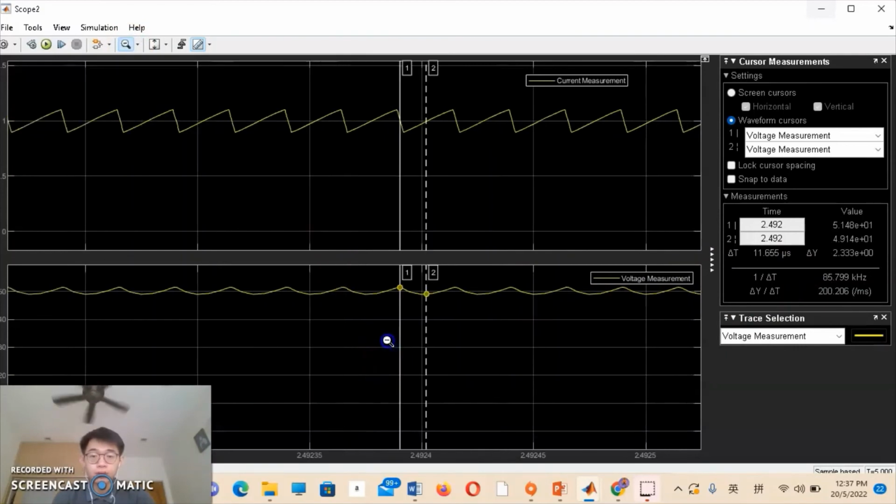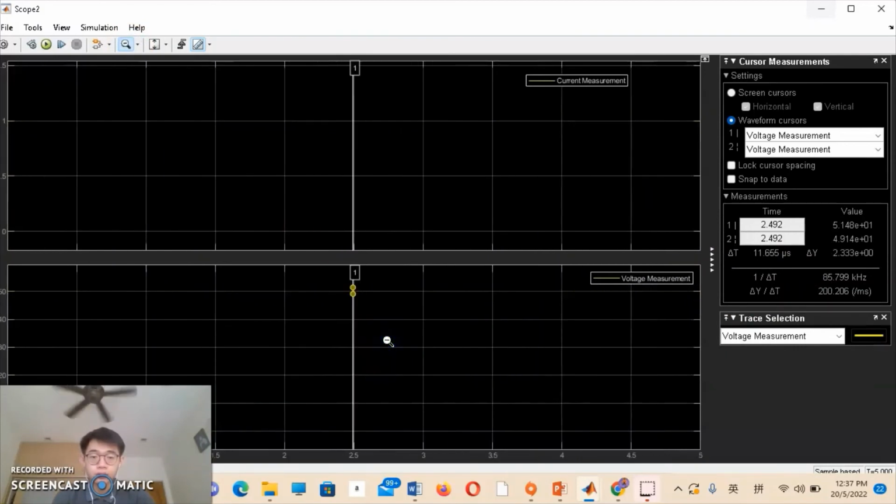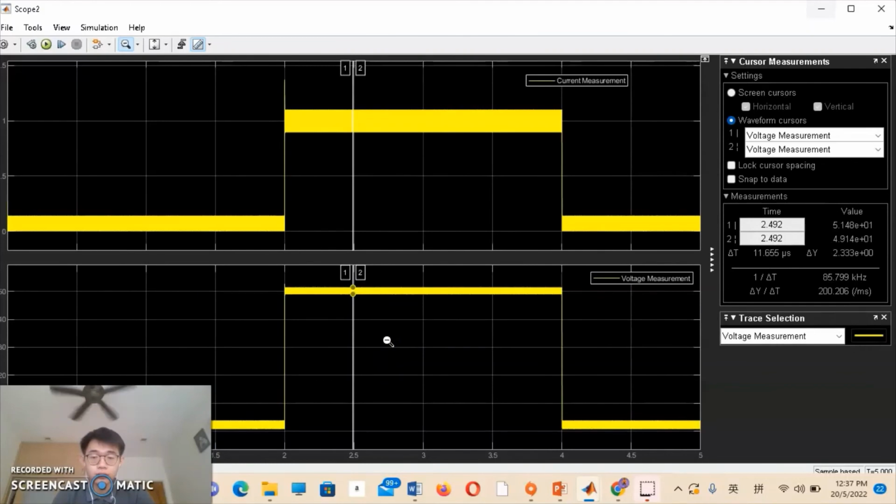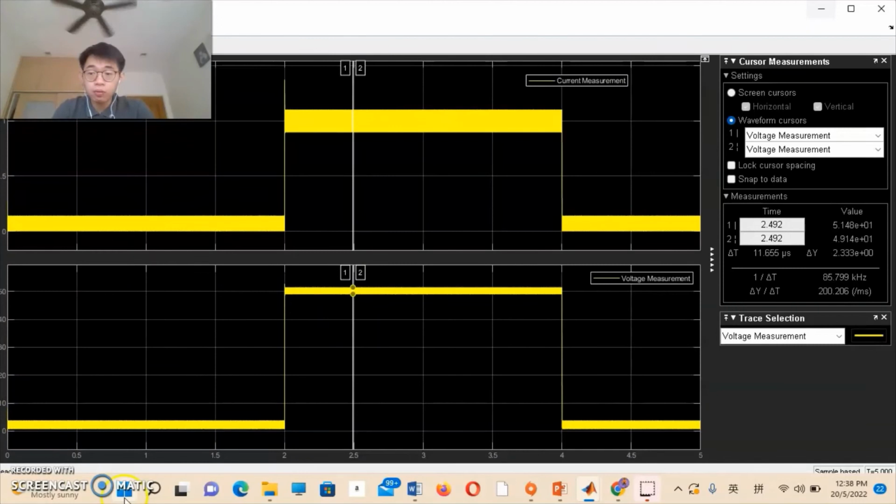Okay, and when we zoom out the output voltage waveform, we can see that the output voltage here changes from 0 to 50 volts at the second, and the output voltage waveform changes back from 50 volts to 0 volts at around 4 seconds, which is exactly the same as our reference voltage just now for our circuit.